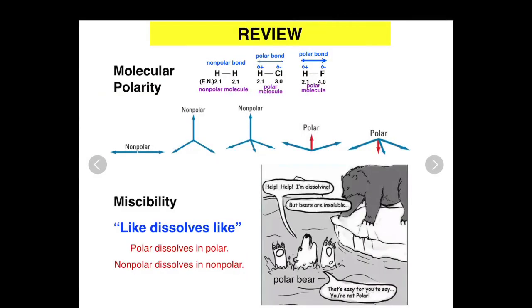So here is the summary of this video. We talked about the polarity of the molecule by looking at the molecular geometry, determining the polarity of the bonds, and eventually looking at the overall dipole moment to determine the polarity of the molecule. And for miscibility, we use the rule like dissolves like, right? Polar dissolves in polar, nonpolar dissolves in nonpolar.